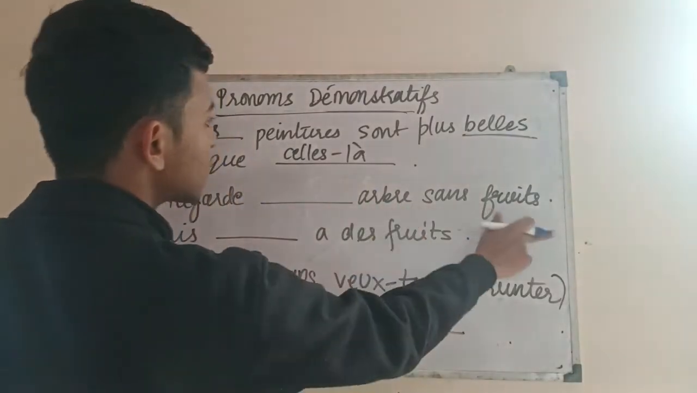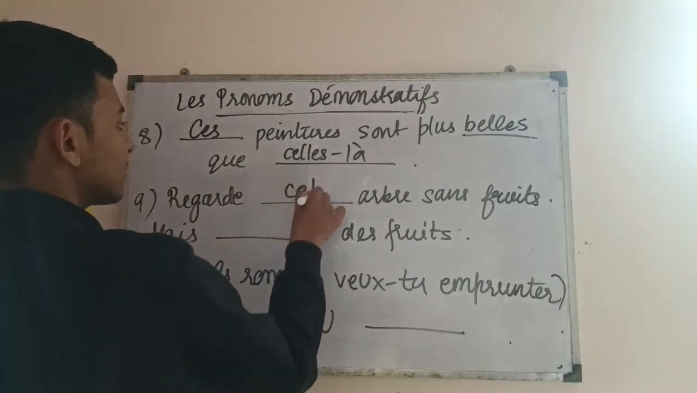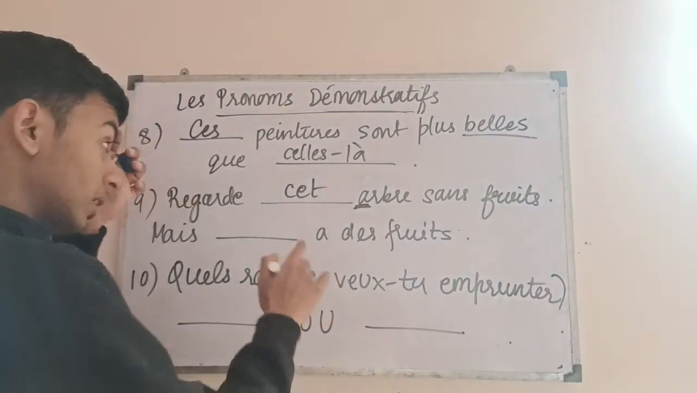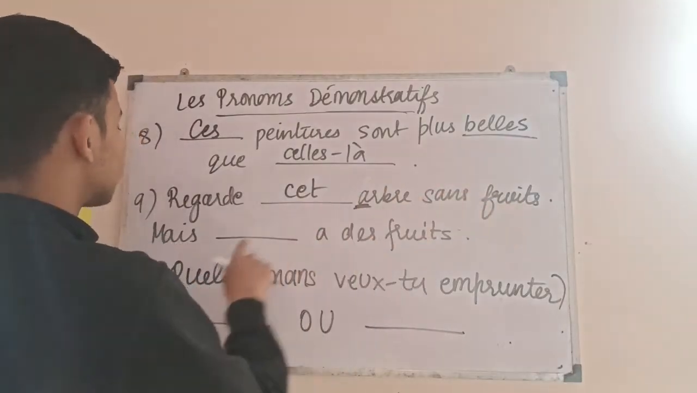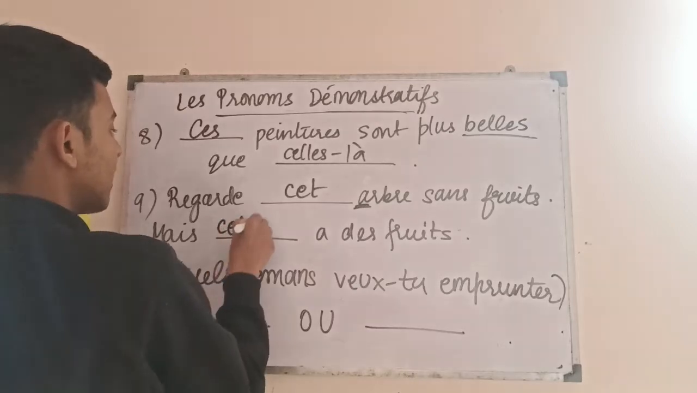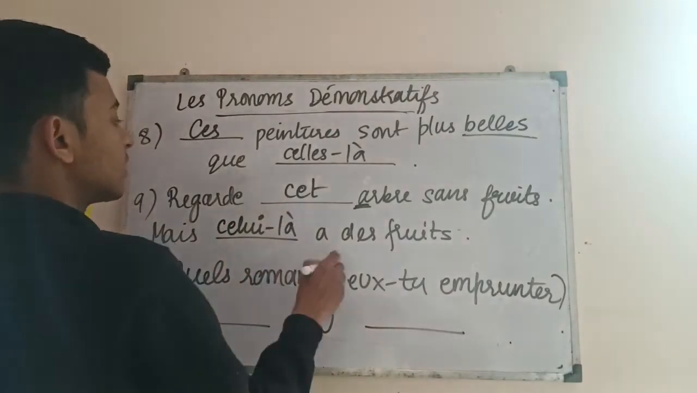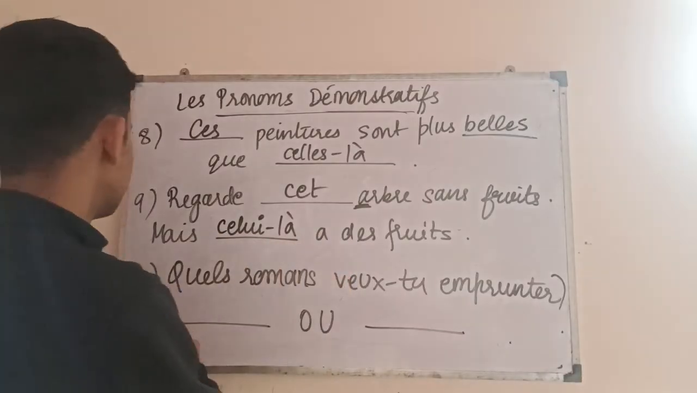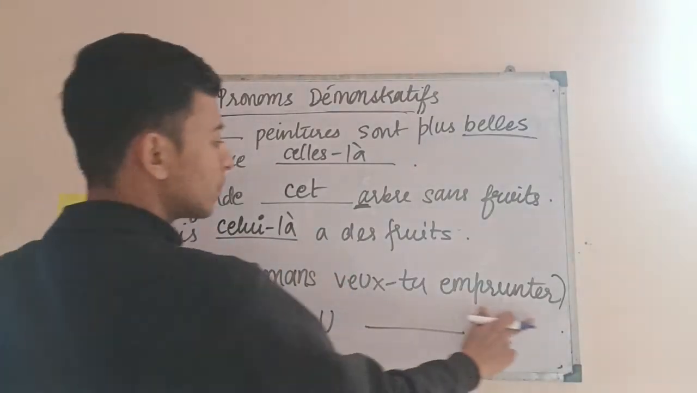9th. Regarde dash arbre sans fruit. Regarde cet arbre. It's masculine and it starts with a vowel. Regarde cet arbre sans fruit. Mais dash a des fruits. Mais celui-là. But that one. That one has the fruits. This one does not have. That one has.